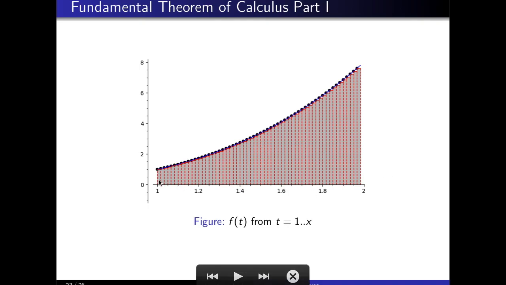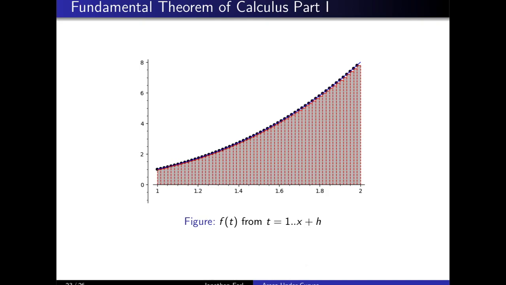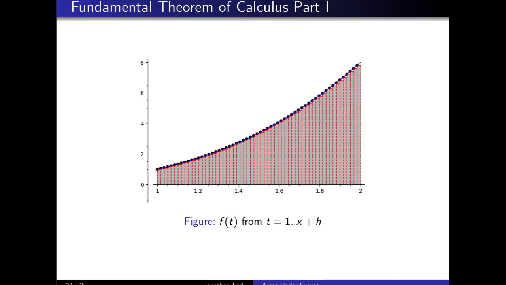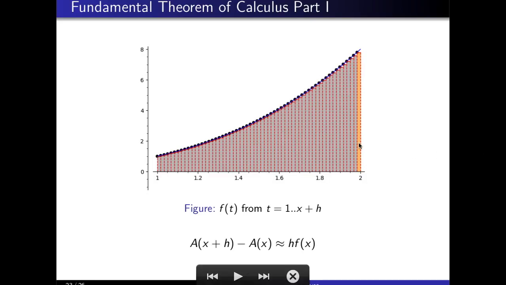What I've done so far is approximate the net area underneath f of t from 1 to x by all of these rectangles. Then we could extend it a little bit and find the net area underneath f of t from t equals 1 to x plus some small value h. The difference is I've added on a small rectangle over here. We're going to add on a small extra area, right? So this orange rectangle is the area that we just added on.